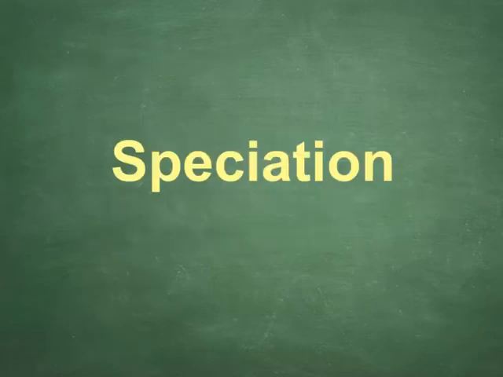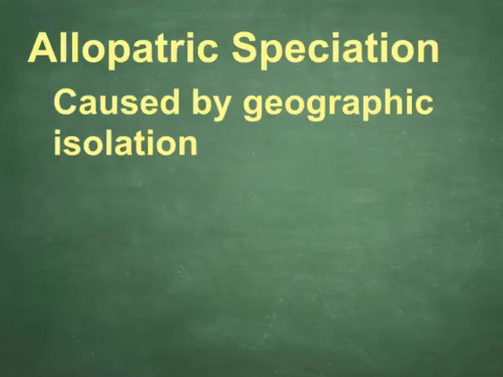Now that we've got a working definition of what a species is, we'll look more specifically at the major forms of speciation. And the two forms that we're going to examine are called allopatric speciation and sympatric speciation. Allopatric speciation is a new species formation that might be caused by geographic isolation.